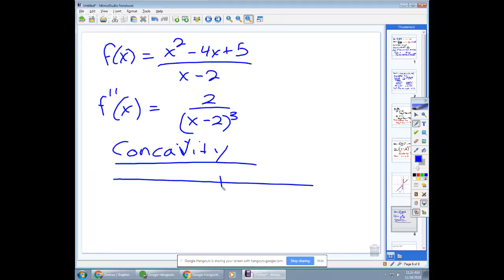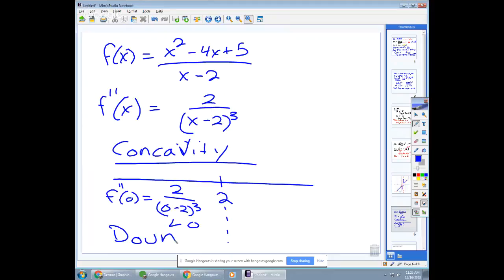So we could change concavity around x equals 2. Now we saw the graph, we know it does change. So a nice number on the left side: 0. If I plug 0 into the second derivative, I get 2 over 0 minus 2 cubed. A negative number cubed is negative, positive over negative is negative. So this is less than 0, which is all I care about. Less than 0 means it is concave down in that region.